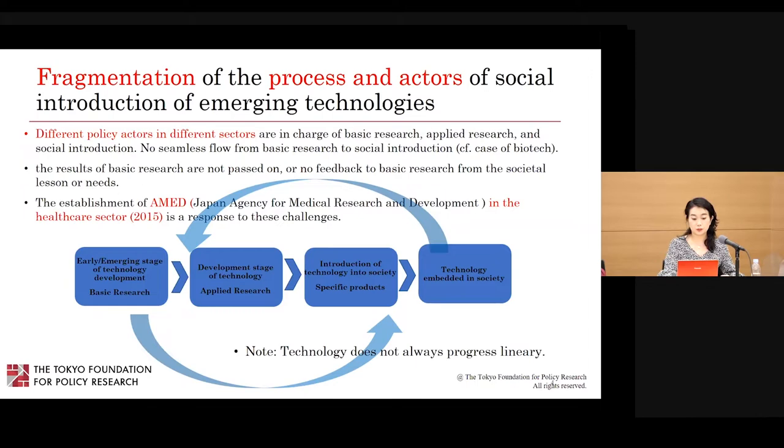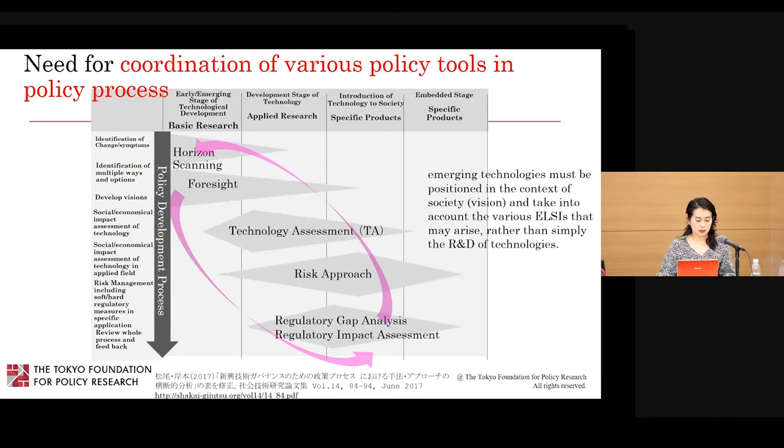And the same can be said of the tools in the policy process. There are many useful approaches: horizon scanning, foresight, technology assessment, risk approach, regulatory gap analysis, regulatory impact assessment. But these are all done in an isolated manner. Depending on the degree of social adoption of science and technology, and also the policy objective, the tools for the policy process may differ. In the early stage of technology, it is important to collect a wide range of information on potential technology by horizon scanning and engaging foresight activity to formulate a long-term vision 20 to 30 years ahead.